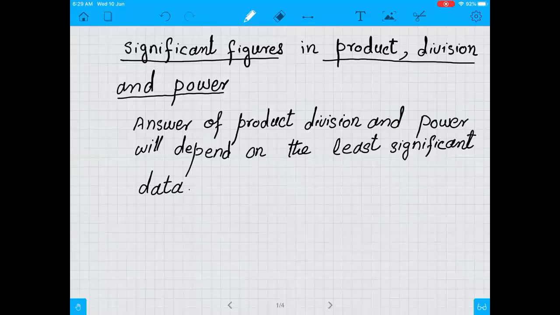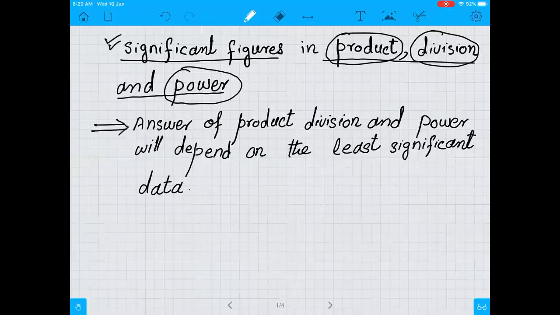Now, first of all, rules for significant figures in product, in division, and in power. Secondly, we must know that when you write the answer of a certain product, division, or power, then the answer depends on the data set which is least significant.